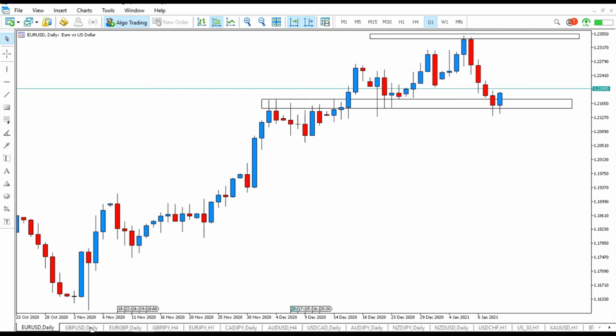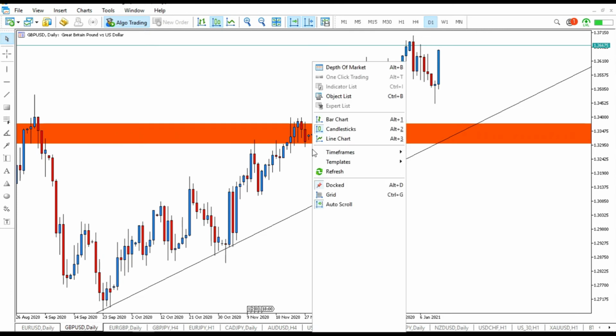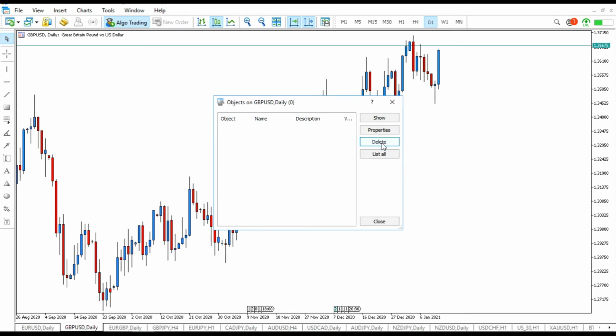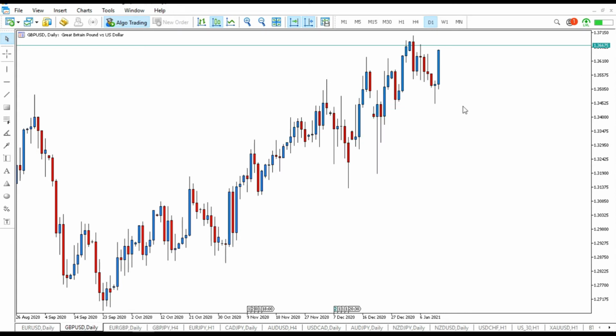Let me move on to the GBP USD to see if I can find an example. Let me quickly delete all of my analysis. This is what I use to trade my daily Forex charts. Very simple, very easy. On the GBP USD, we can see that we are in an uptrend, right?